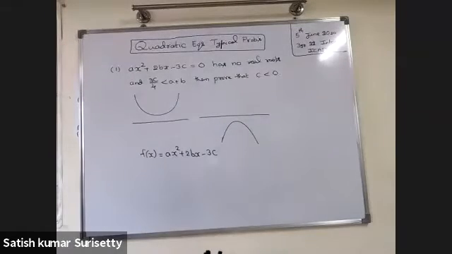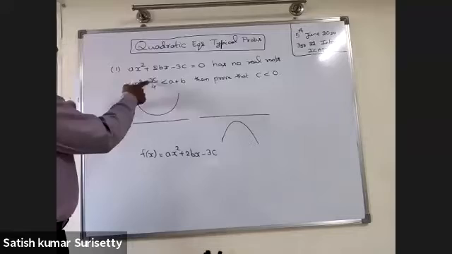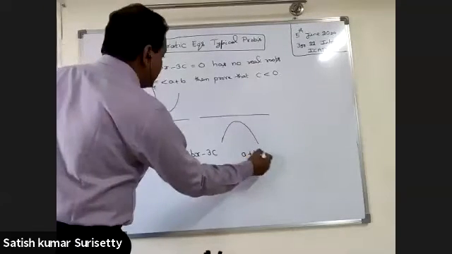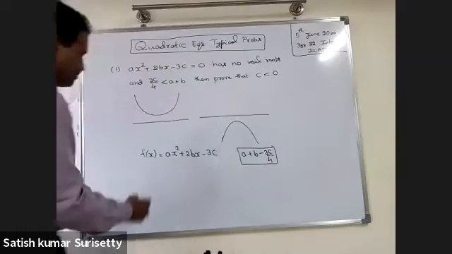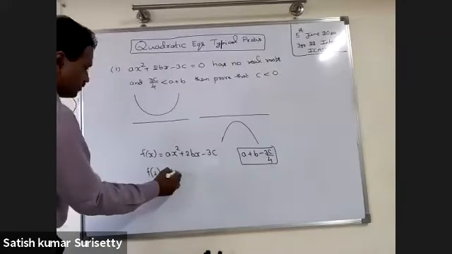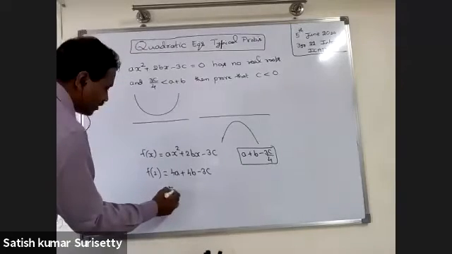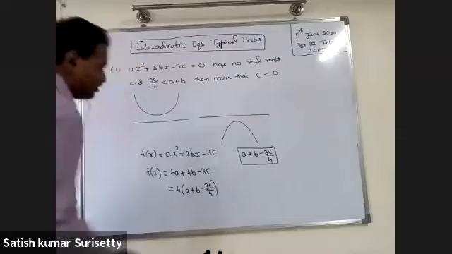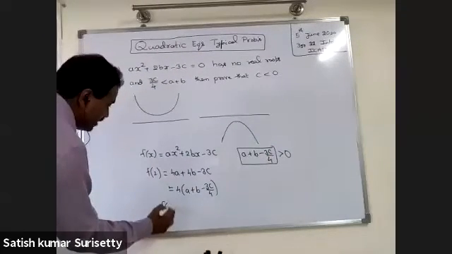Now identify for what value of x you are going to get the term 3c by 4 minus a minus b, or a plus b minus 3c by 4. You should get this expression at f of 2. Now if I take f of 2, this will be 4a plus 4b minus 3c. Then if I take 4 common, a plus b minus 3c upon 4. But a plus b minus 3c by 4 is given as greater than 0. That means f of 2 is greater than 0.